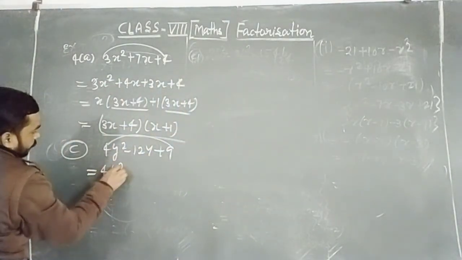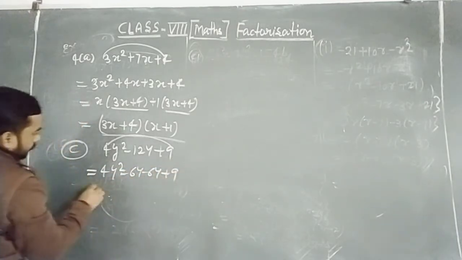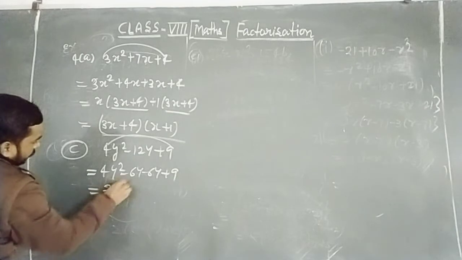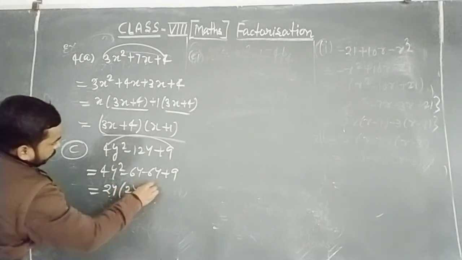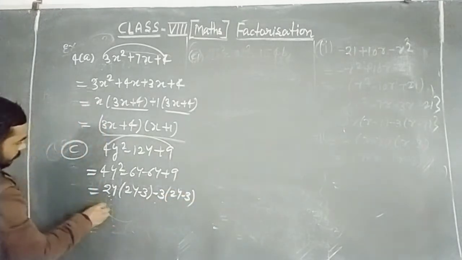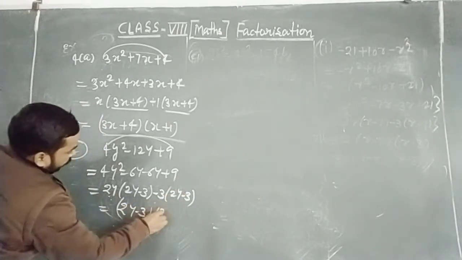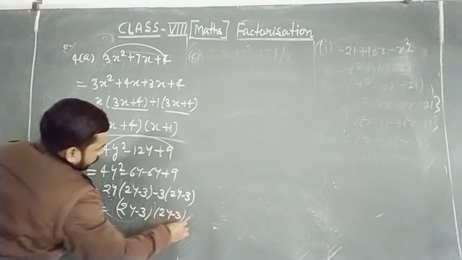So 4y square minus 6y minus 6y plus 9. 2y is common, 2y minus 3, minus 3 is common, 2y minus 3. So factors are 2y minus 3 and 2y minus 3.